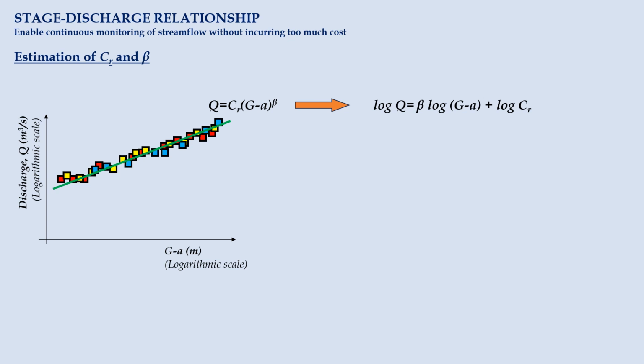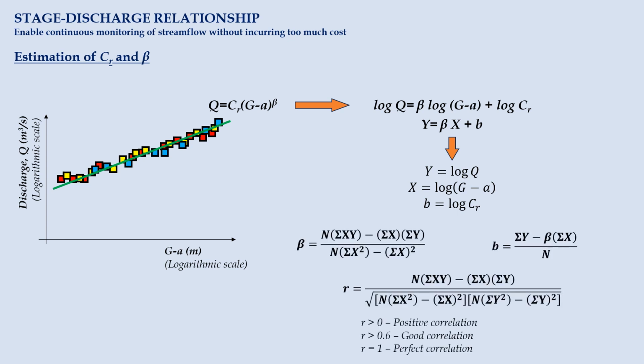Constants CR and beta are defined using least square error method. By taking logarithm of the rating equation, we obtain a linear equation. Variables y and x of the linear equation are log Q and log (G minus A) respectively. The gradient of the best fit line is beta, while the y-intercept is log CR. Given n numbers of data points, we can calculate both beta and y-intercept by implementing regression technique.